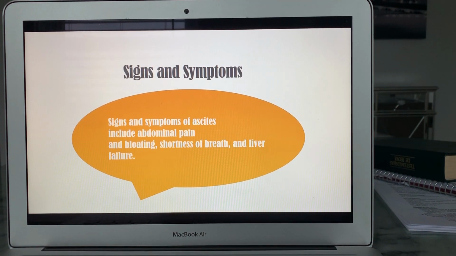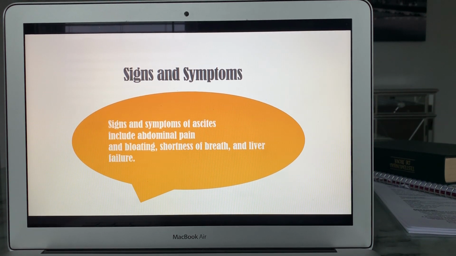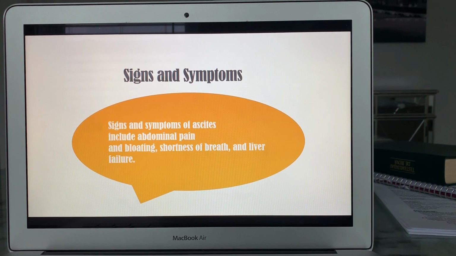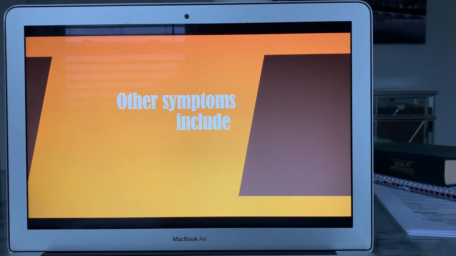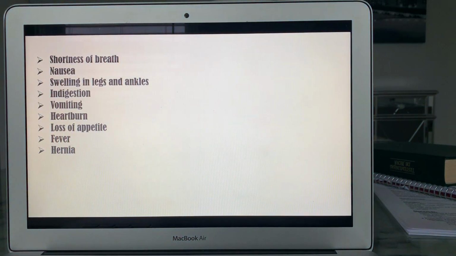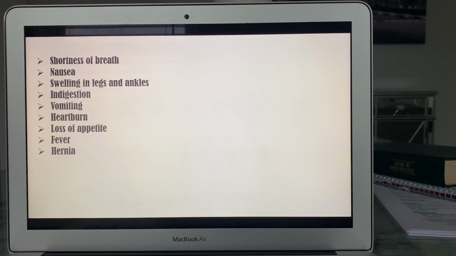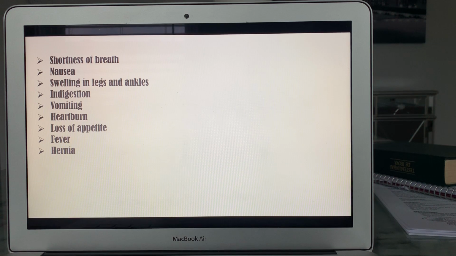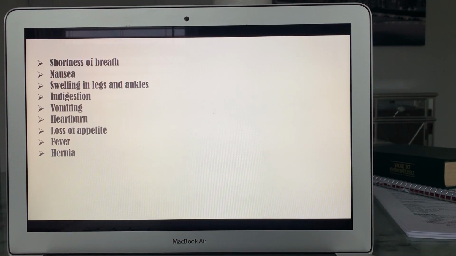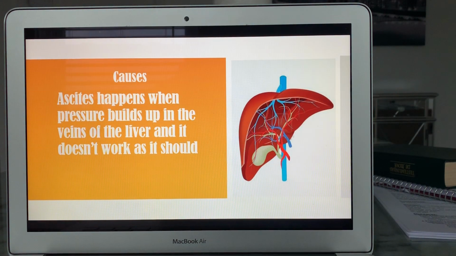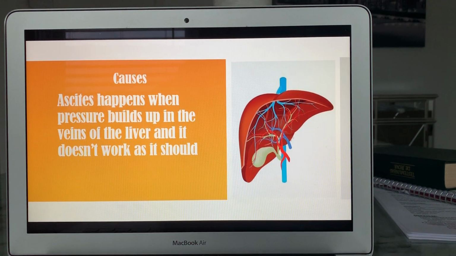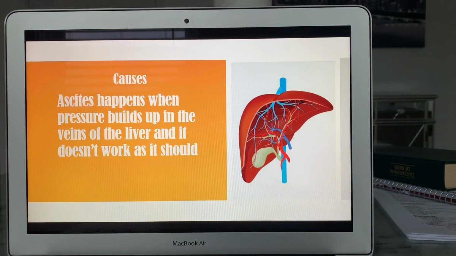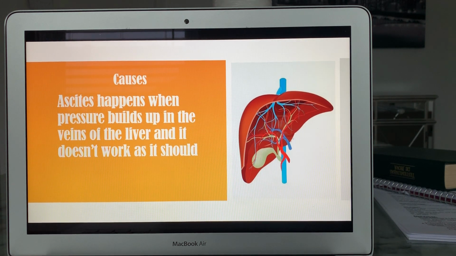Signs and symptoms of ascites include abdominal pain and bloating, shortness of breath, and liver failure. Other symptoms include nausea, swelling in legs and ankles, indigestion, vomiting, heartburn, loss of appetite, fever, and hernias. Ascites happens when pressure builds up in the veins of the liver and it doesn't work as it should.